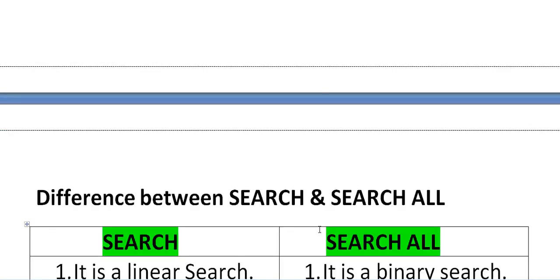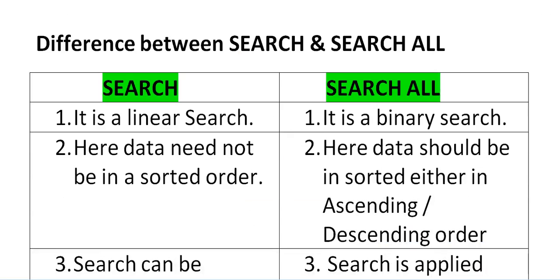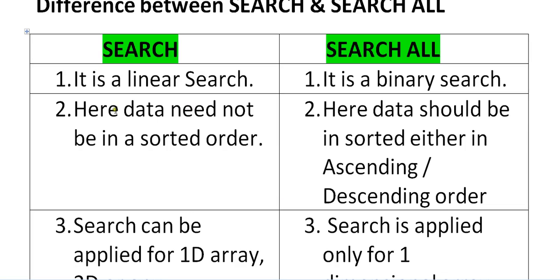So let's see the difference between search and search all. When you say search, it is a linear search. When you say search all, it is a binary search. What exactly is the difference here? In search, the data need not be in sorted order. In search all, the data should be in sorted order, either ascending or descending.